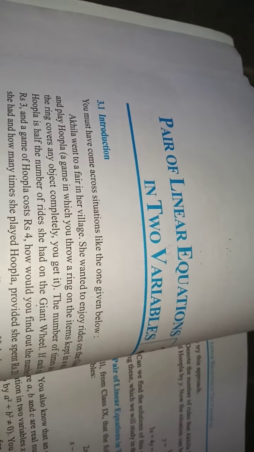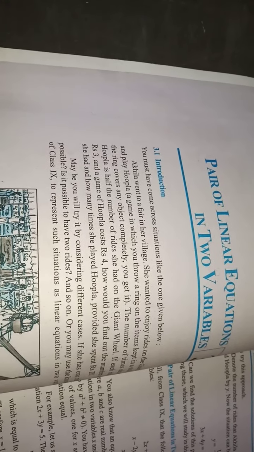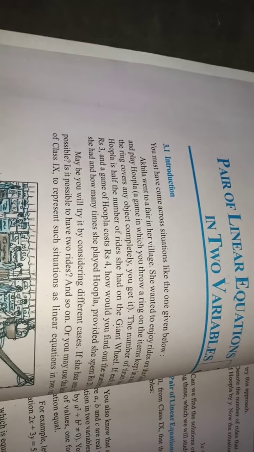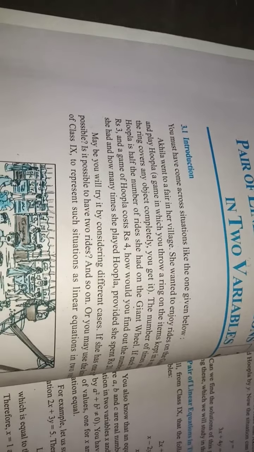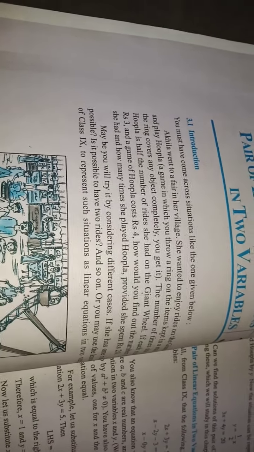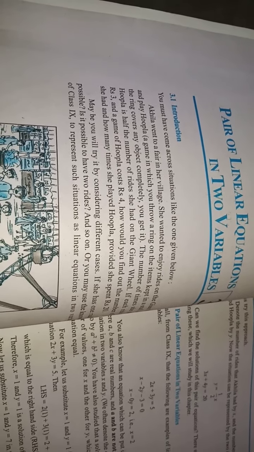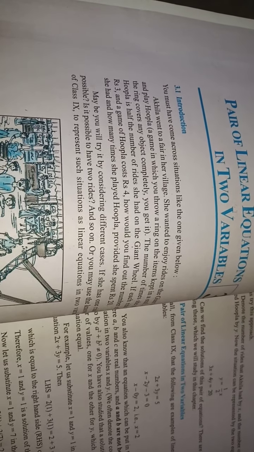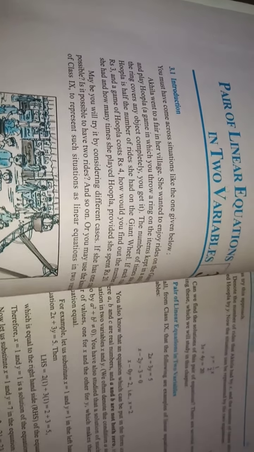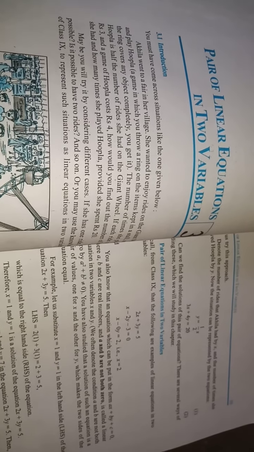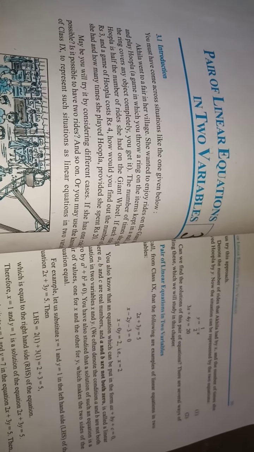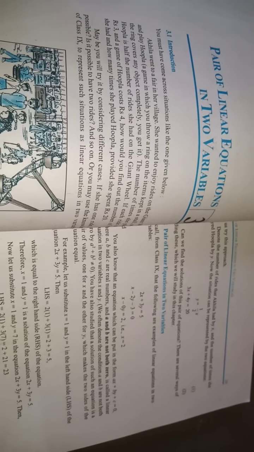I will take one example here. That example is given in your textbook in the introductory part, on page numbers 38 and 39. You have to follow that. The remaining part I will discuss in the next class. I will start from a pair of linear equations in two variables, from the 39th page, in the next class. Okay, thank you.